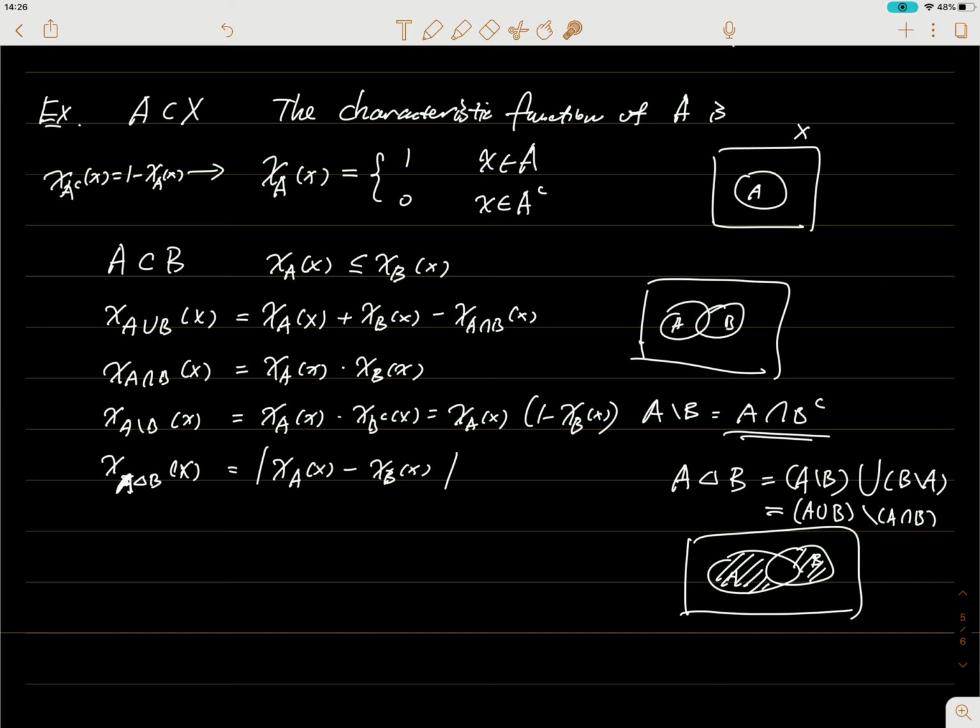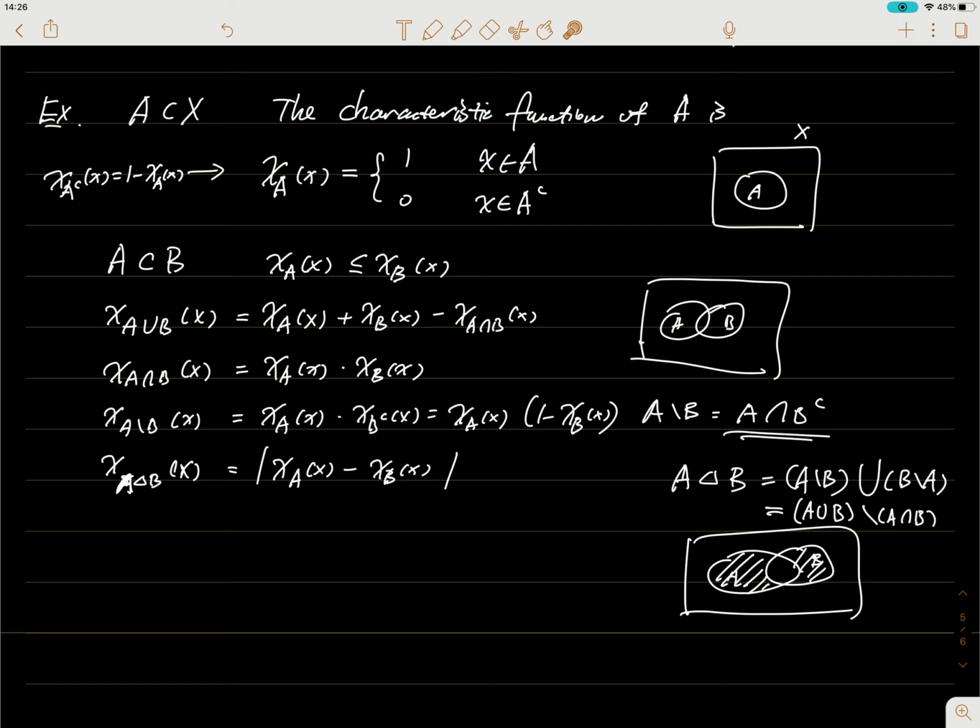Okay, an easy observation you can have is, if this is the characteristic function of A, then the characteristic function of A complement will be just 1 minus this, because A complement will be everything outside, and the characteristic function of that will be taking value 1 outside of A, but taking value 0 inside. So just the reverse of this. That's why the characteristic function of A complement is just 1 minus the characteristic function of A.